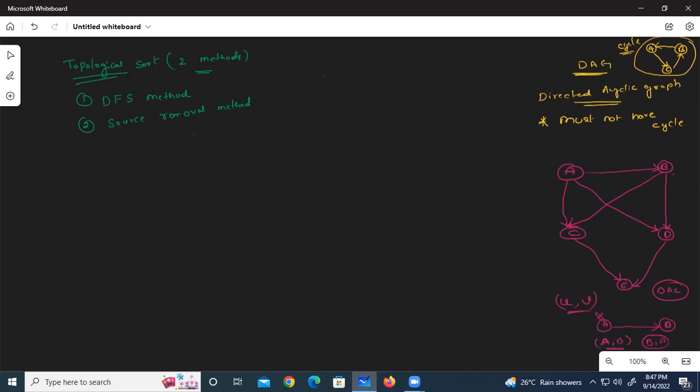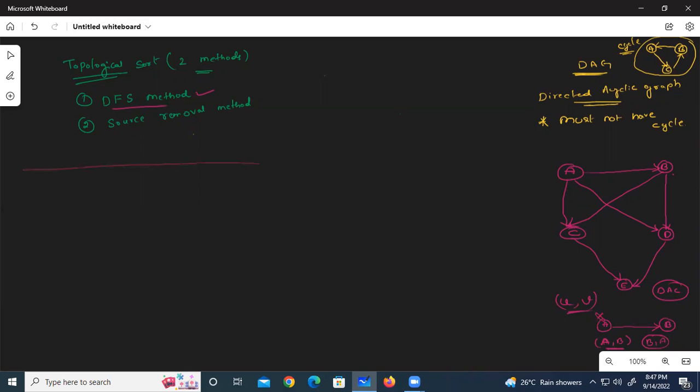Now see here, sir, how to do this topological sort using the DFS, depth first search method. So how to do this? I said very clearly, we are going to use this method. What is that method? Very simple. Everybody observe here. I am going to create one table based on this particular graph.